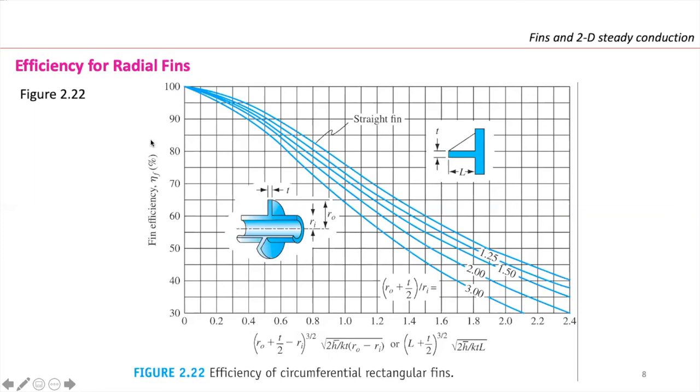And the efficiency is going to be actual divided by maximum, right? Or the ideal one. So we can get the actual out of the efficiency like we already discussed in the previous slide.